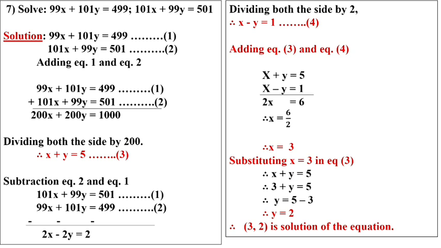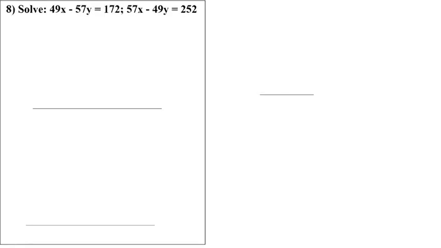Understood? Now the next sum is given. Question number 8. Solve 49x minus 57y equal to 172.